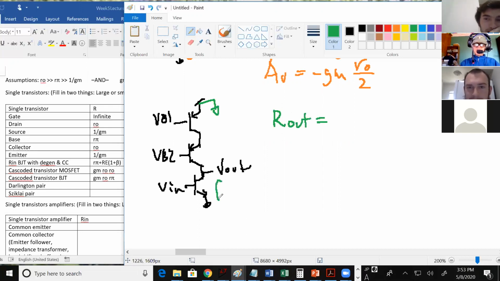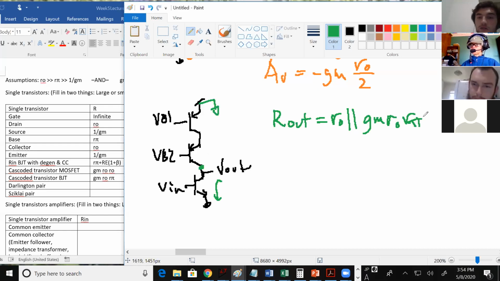So there's this path to ground. What does this path to ground look like? RO. You hit the collector, and if you go back over here and look on this table, that's RO. And you have 2 paths to ground, so they're in parallel. What about looking up? GM RO times RO. GM RO. And these are BJTs, so the amount of resistance is a little bit smaller. It's the RO. Oh, sorry, R pi. Yeah, that's the only one.